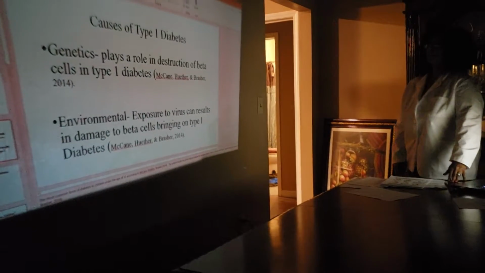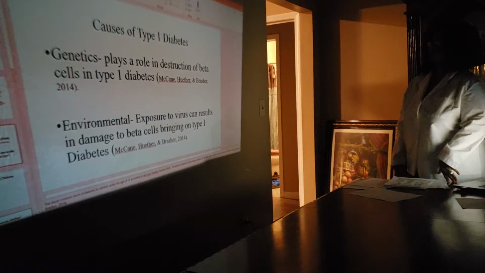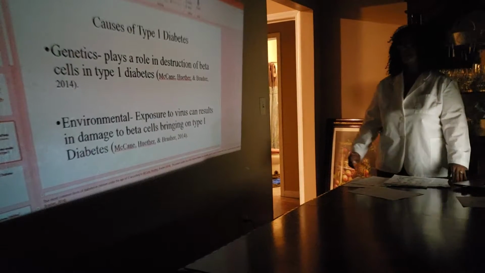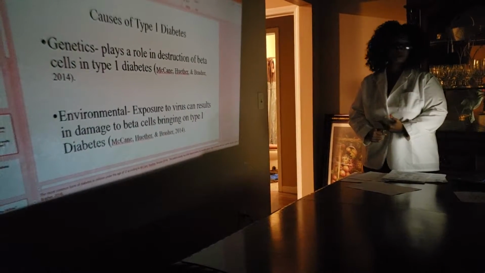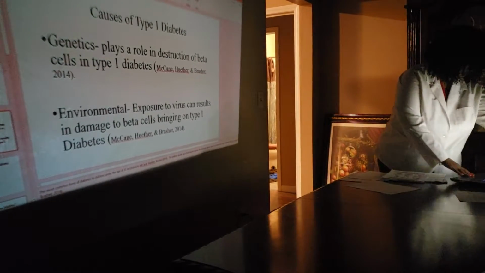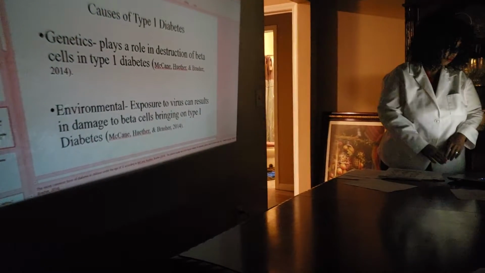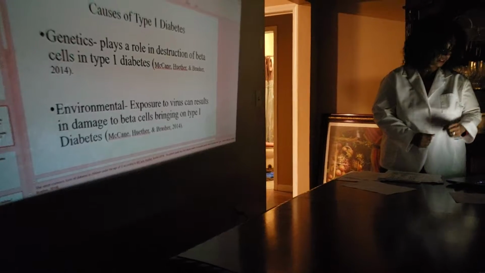Causes of type 1 diabetes is genetics. Genetics plays a role in the destruction of the beta cells in type 1 diabetes, and so does environment. Exposure to viruses can cause damage to beta cells. And it's also the most common form of diabetes in children under the age of 12.